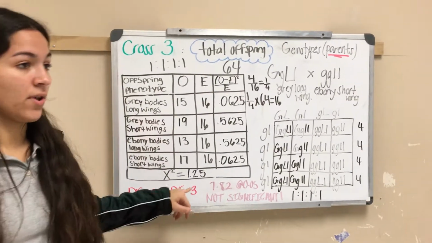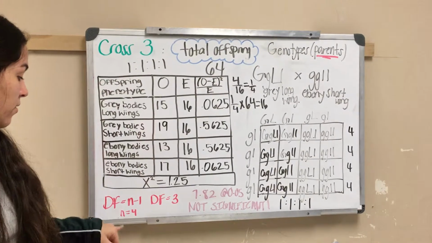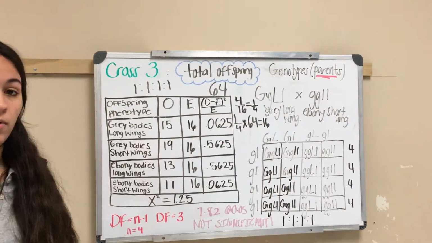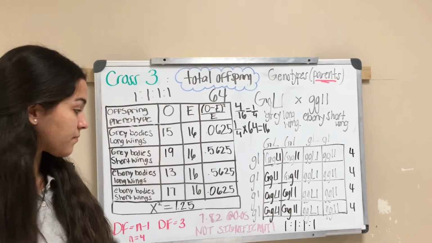In order to find out whether the chi-squared is significant or not, you have to use the probability table given to you that has 4 different probability levels. You usually use 0.05 in biology.